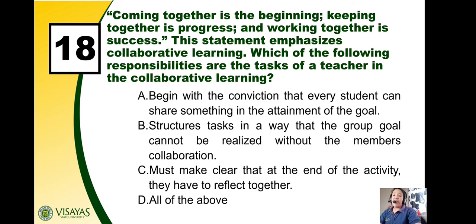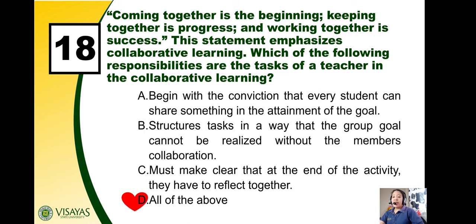So which of the following are responsibilities or tasks of the teacher in collaborative learning? 10 seconds to think. Alright, class, that is letter D. We have all of the above. Kasi tingnan natin yung letter A. Begin with the conviction that every student can share something in the attainment of the goal. Yes, that is correct. More on sharing because this is collaborative learning.